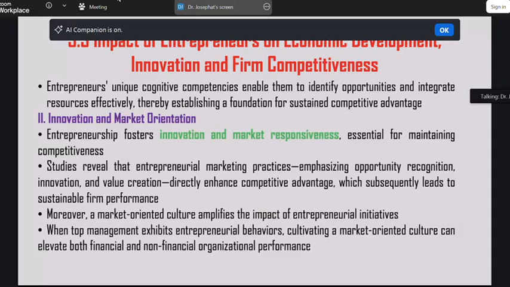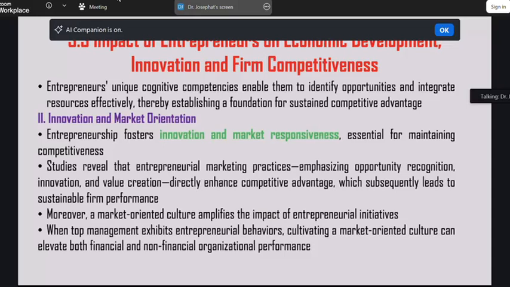Moreover, a market-oriented culture amplifies the impact of entrepreneurial initiatives. Market-oriented culture, we talk about those firms that are always adopting the market philosophy that the customer is everything. Their main motive is to satisfy customer needs and wants first before anything else. So that market-oriented culture always amplifies the impact of entrepreneurial initiatives. In order to satisfy customer needs and wants, first of all, you need to identify the customer needs and wants. In identification, you need to identify the opportunity. You need to be innovative, as well as take a risk to some extent.